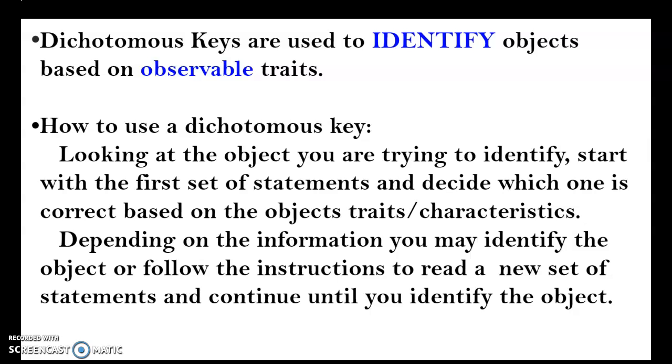And we use the observable traits of that object. What does that mean? That means things that we can see off of it. Okay. How many eyes does it have? How many legs does it have? Is it furry? Does it have feathers? Does it have webbed feet? Those are observable traits, things that we can see on its body.